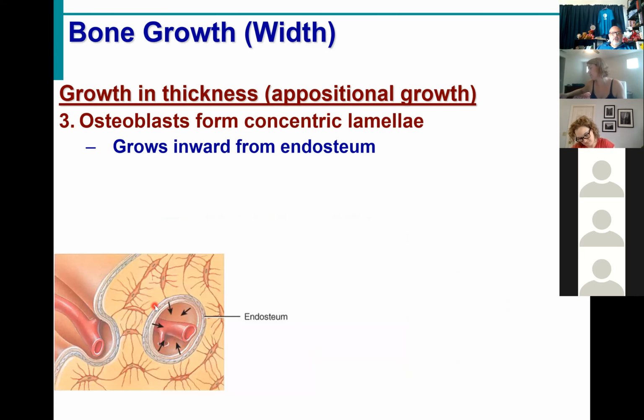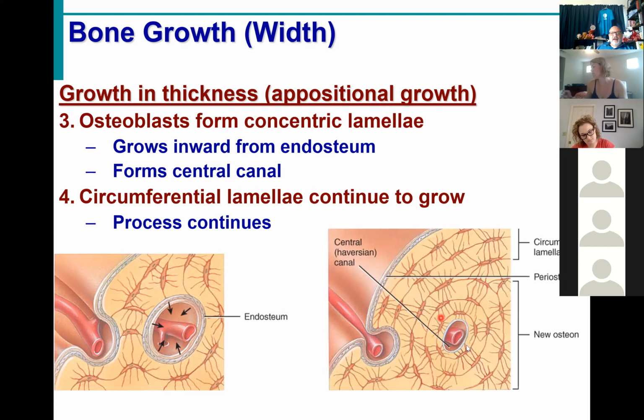And that's what happens. We start making layers of matrix that grow inward, those concentric lamellae, until we have the blood vessel completely surrounded inside of that central canal, surrounded by an osteon. And notice the same things happening right next to it, and so on and so forth. So in this fashion, we are both growing the bone in width, but also forming our osteons, making our compact bone. So really, growing in width is really two processes. It's how we get width to our bone and also how we form the compact bone.